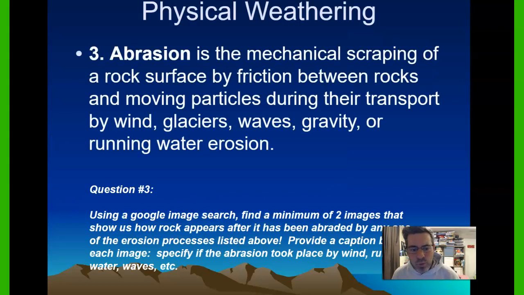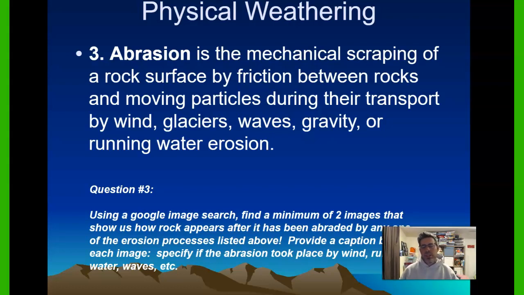What is abrasion? Well, you have to think of erosion to think about abrasion. Weathering and erosion go hand in hand with one another. Whenever you think about erosion, you usually think about weathering and vice versa. This is one of those situations where they have to work together. Abrasion is the mechanical scraping of a rock surface by friction between rocks and moving particles during their transport. And the transport could be done by the movement of glaciers, wind, waves, gravity, or running water.